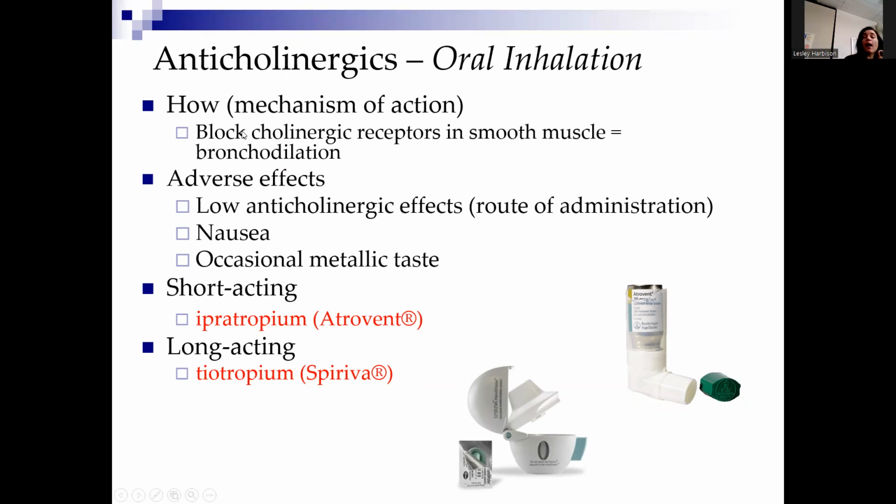So a lot of what we've talked about are adrenergic. We've talked about a lot of adrenergic receptors, but these block more of the parasympathetic or the cholinergic. Adverse effects, thankfully, are low, but there still are anticholinergic effects. So they may have dry mouth, dry eyes, things like that. Nausea, an occasional metallic taste. And then the medications here, if it's short acting, there's Atrovent, and if it's long acting, Spiriva. And these do tend to be more for patients that have COPD.